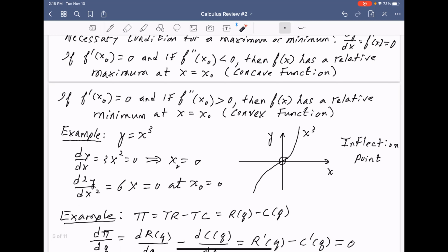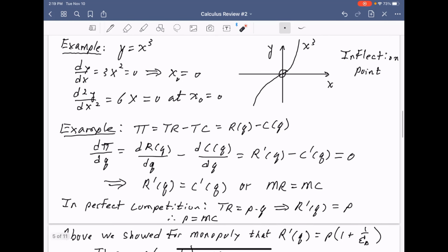Consider an example of y equals x cubed. When we take the first derivative and set it equal to 0, we find that x0 is 0. Take the second derivative, and at x equals 0, the second derivative is 0 at x0. So what we have here is an inflection point, okay? Compared to the other examples, we do not have a particular maximum or minimum, we simply have an inflection point. So if that second derivative is 0, then we have an inflection point and not a hill or a valley.